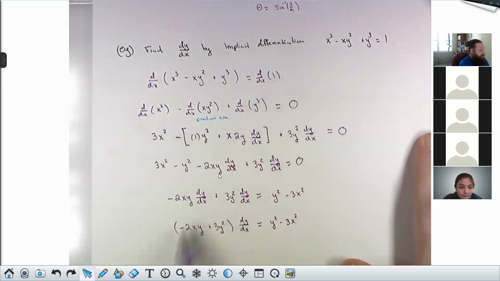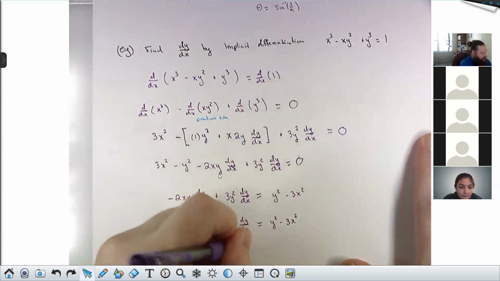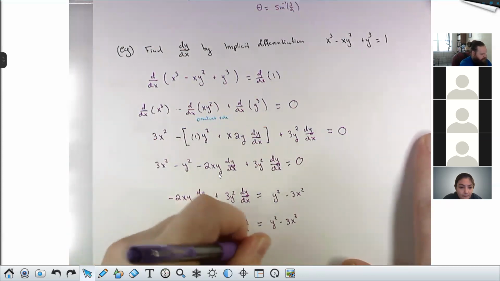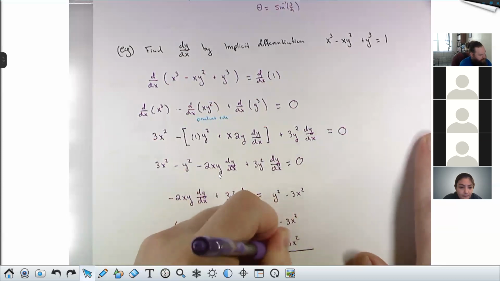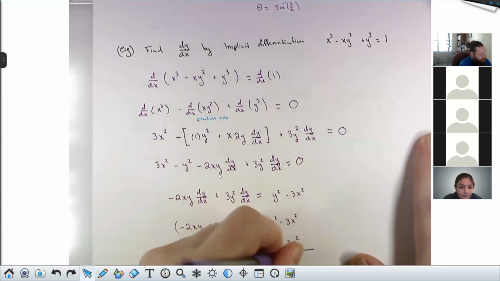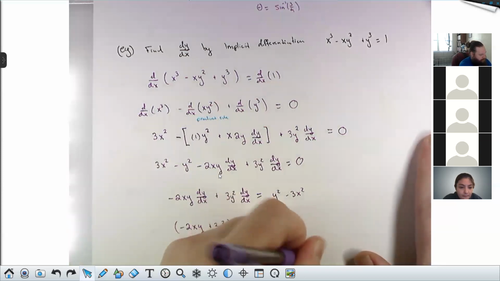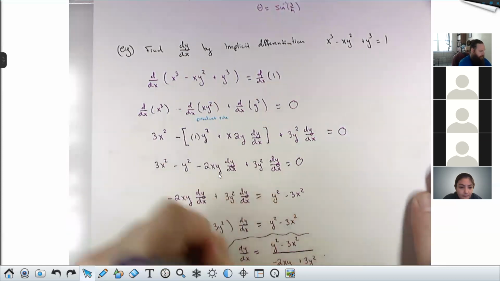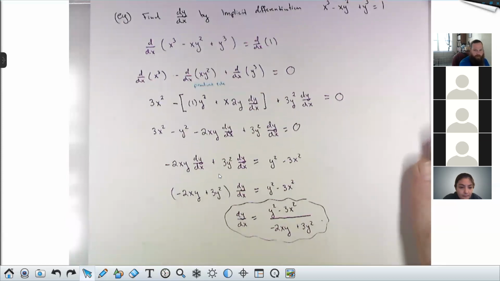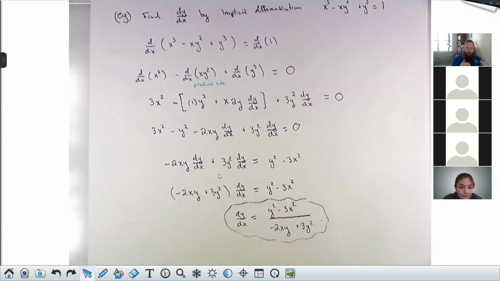And then we can divide over by this piece. So dy dx equals y squared minus 3x squared, divided by negative 2xy plus 3y squared. And that's job done. You notice that this is an implicit expression also, right? It involves both x and y. Because I cannot solve the original for y, I can't plug in for the y's here. I just have to leave it as this implicit expression.